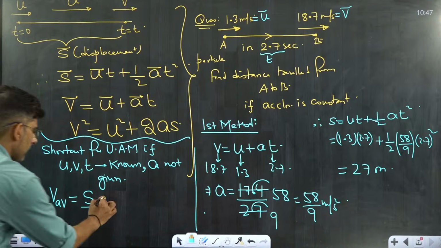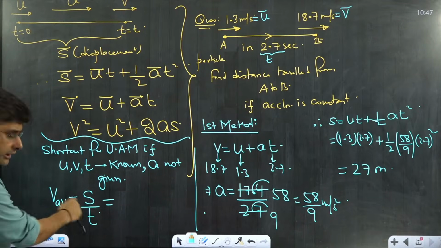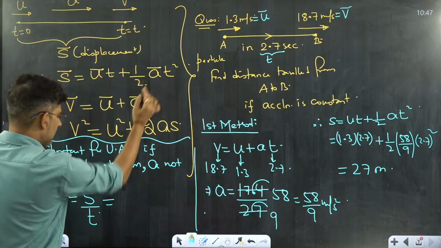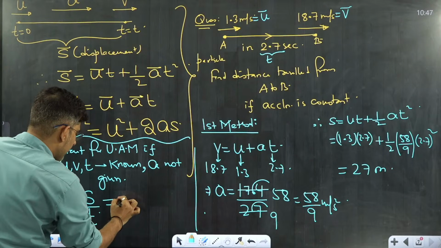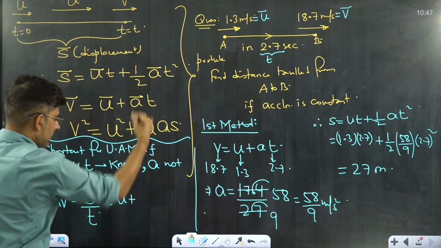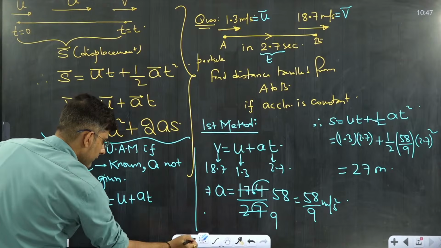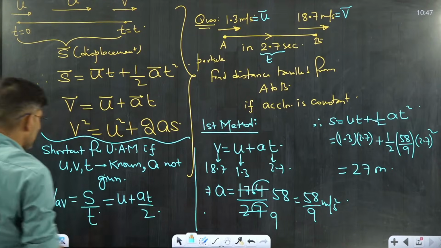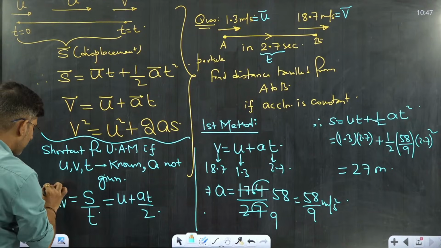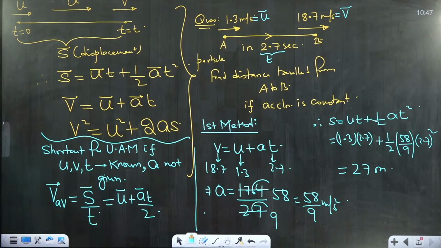Clear? Okay. Now, do you know s equals ut plus half at square? So divide it by t. s equals ut plus half at square. If I divide by t, I will get u, t will become 1, plus at square will become at by 2. Let's write in vector form. We can write v average as like this.